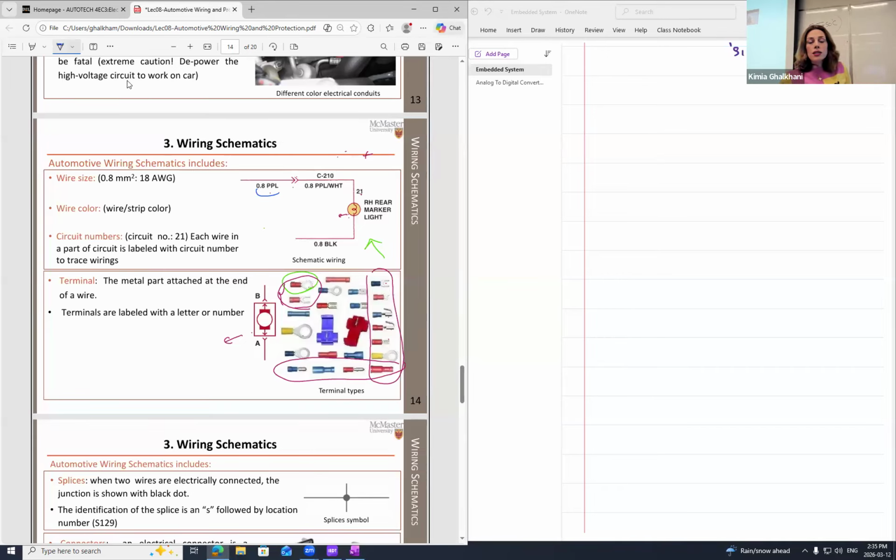0.8 is the thickness of the wire. PPL stands for the color, which is purple. And then you have in here the connector symbol. Do not get this one wrong. This is not the direction of the current in the system. If you are going to draw the direction of the current, you don't draw it on the wiring circuit. You are drawing it in the actual electrical circuit. Therefore, this is talking about the connector.